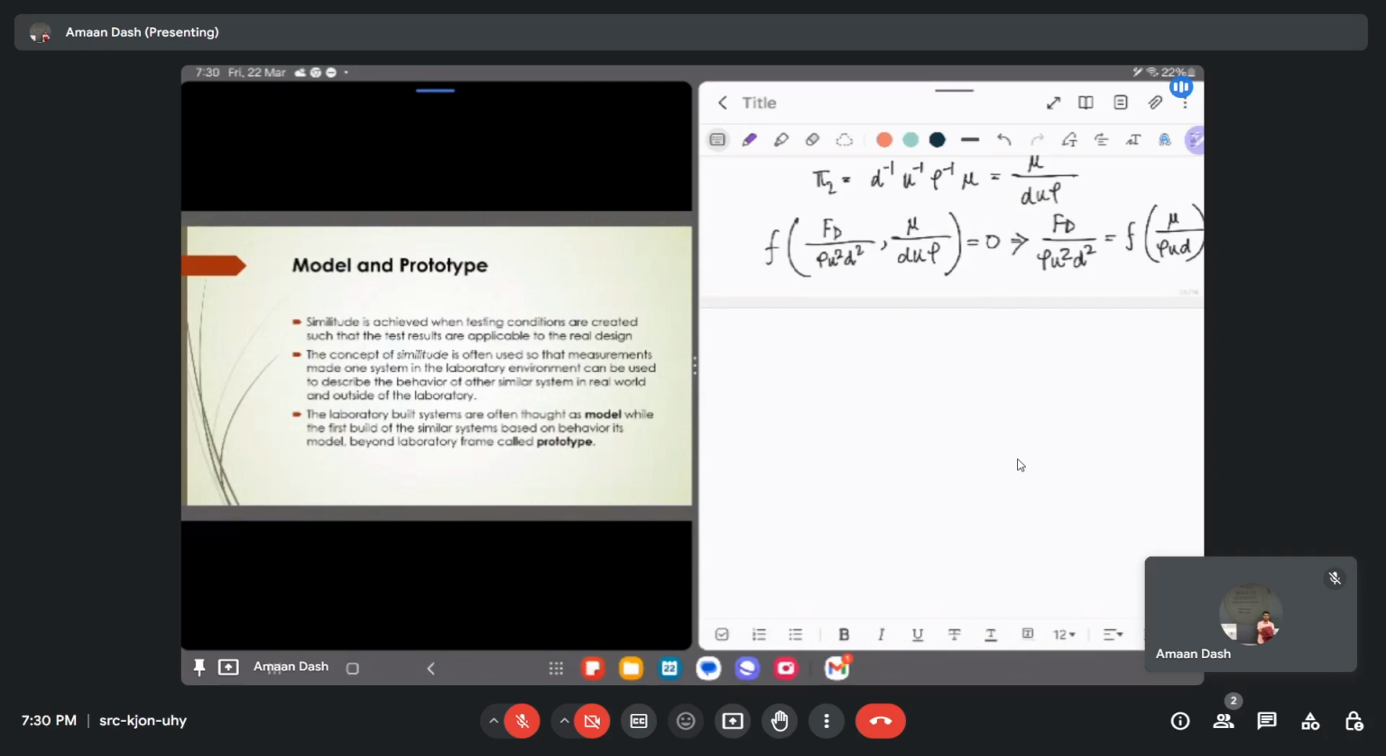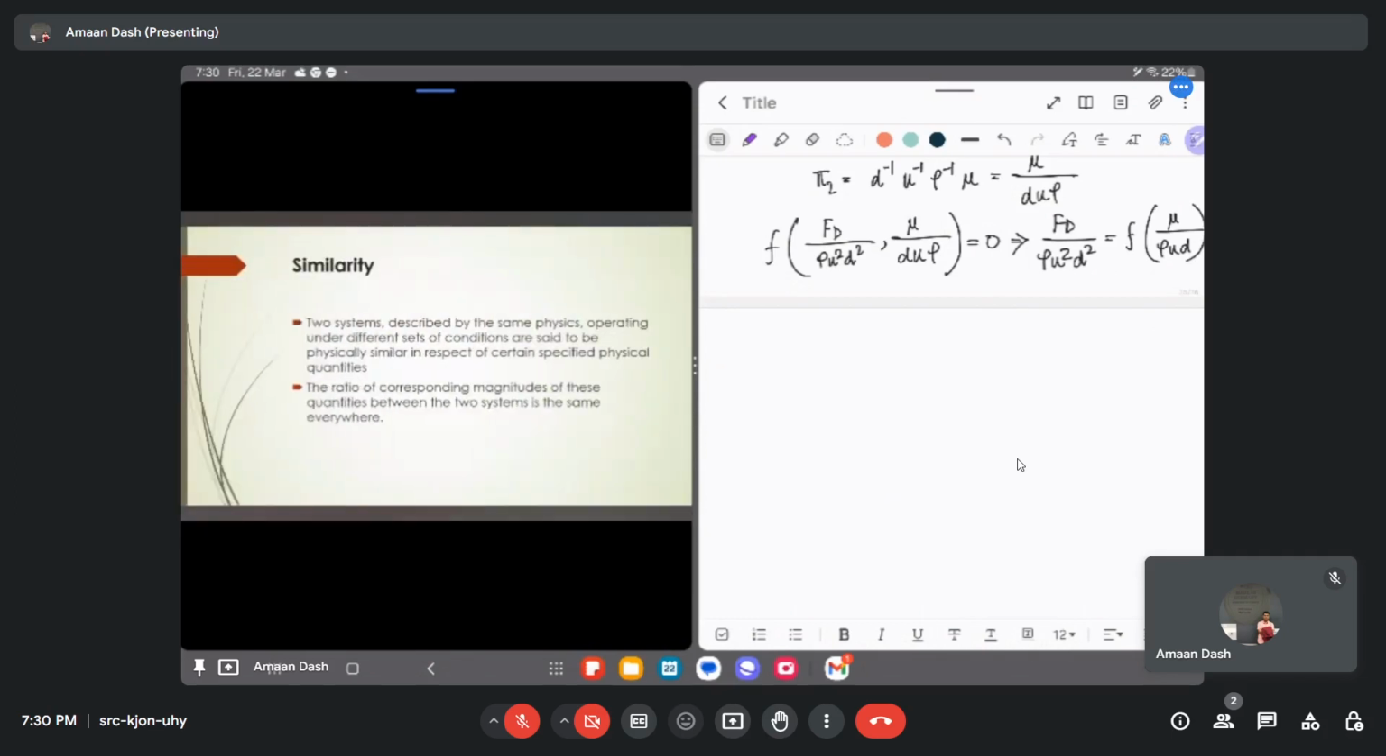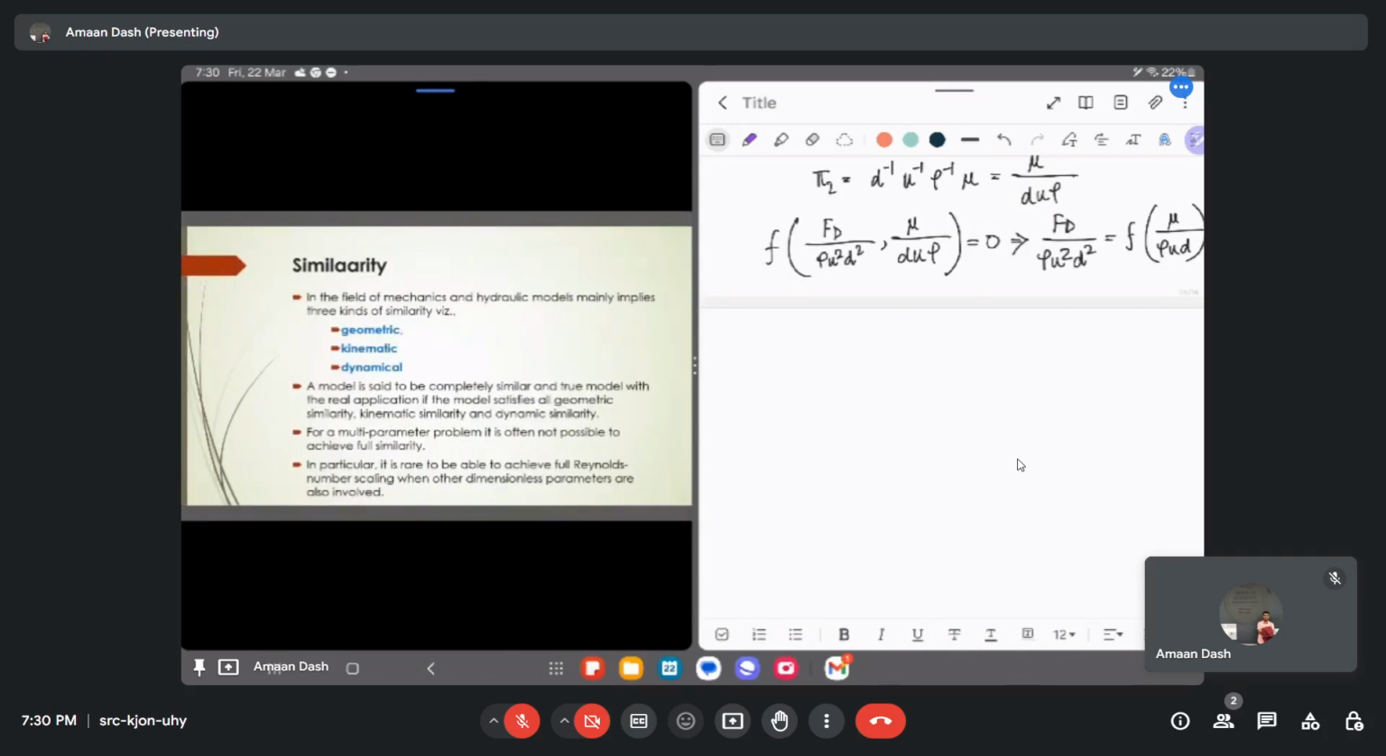We use it to describe the behavior of other similar systems in the real world and outside the laboratory. So two systems described by the same physics operating under different sets of conditions are said to be physically similar in respect of certain specified physical quantities. The ratio of corresponding magnitudes of these quantities between the two systems is the same everywhere.